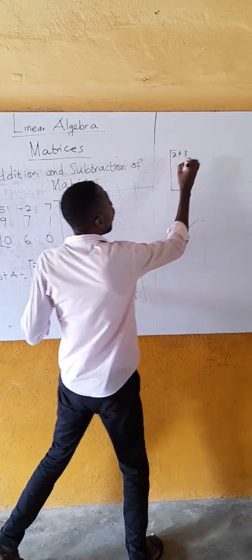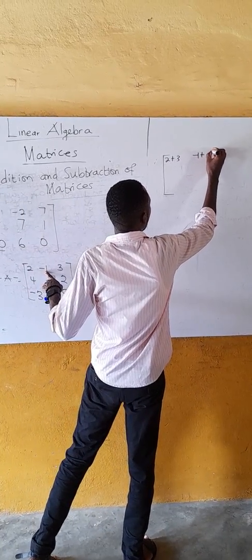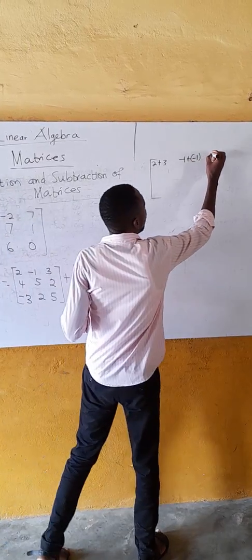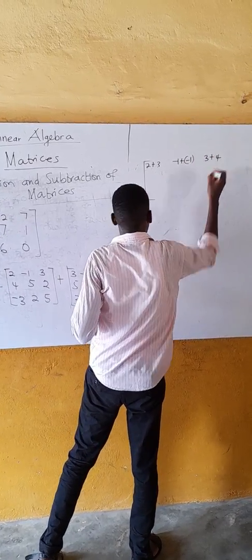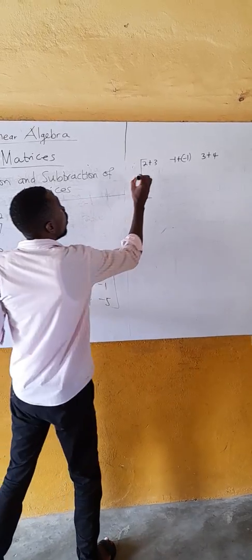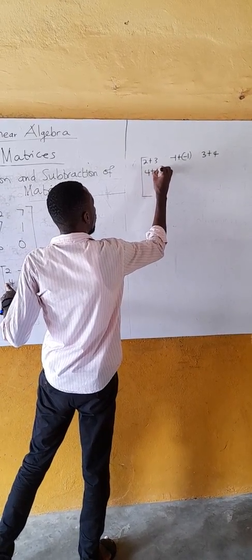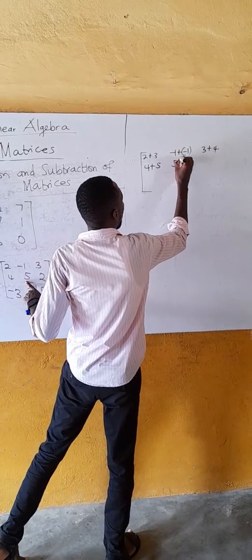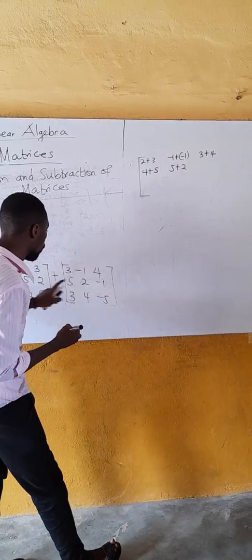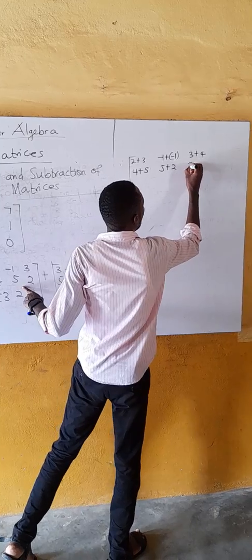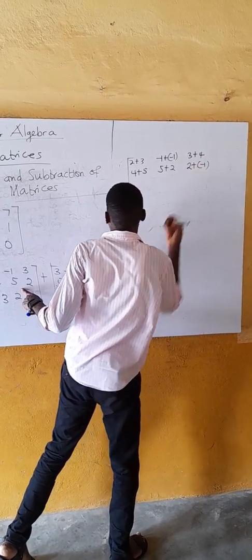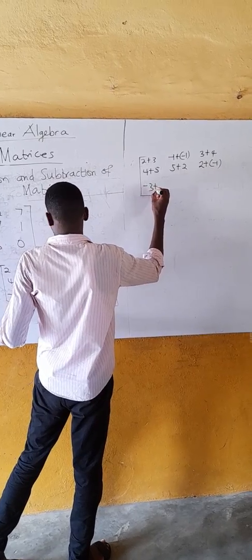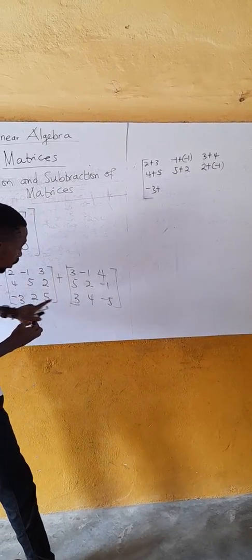Then negative 1 plus negative 1. Then 3 plus 4. 4 plus this 5. Then 5 plus 2. 2 plus negative 1. Then we have negative 3 plus 3.